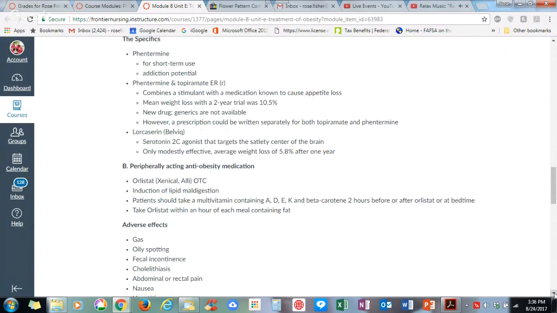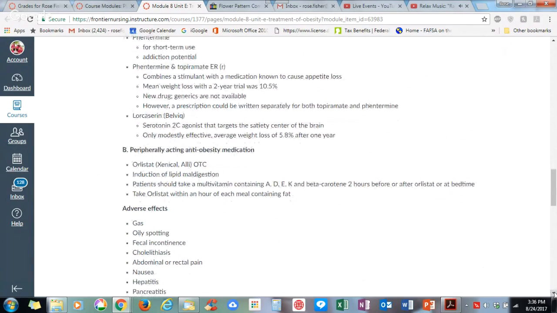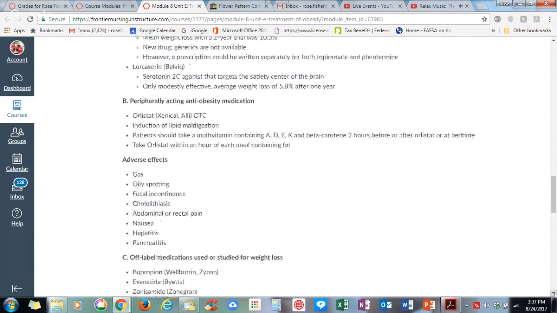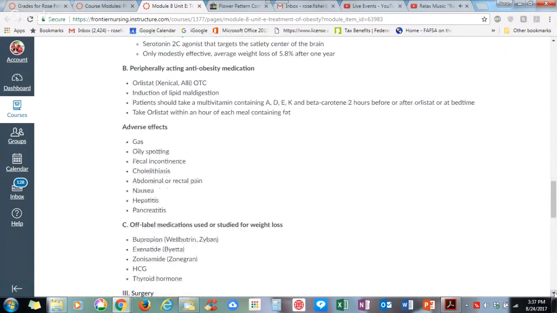Phentermine and topiramate ER combines a stimulant with a medication known to cause appetite loss. Mean weight loss with a 2-year trial is 10.5%. It is a new drug, generics not available. However, a prescription could be written separately for both topiramate and phentermine. Lorcaserin, or Belviq, is a serotonin 2C agonist that targets the satiety center of the brain. Only modestly effective, with average weight loss of 5.8% after 1 year.